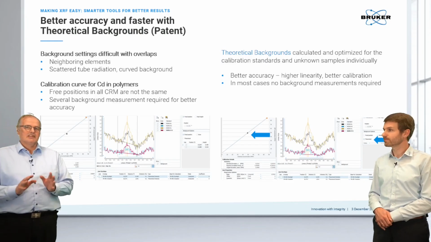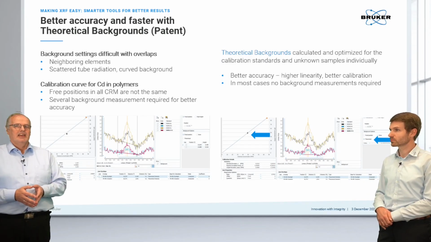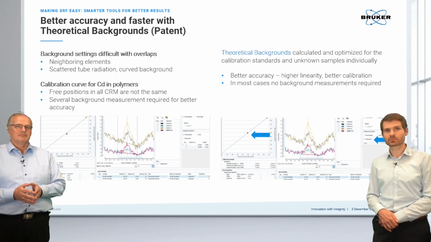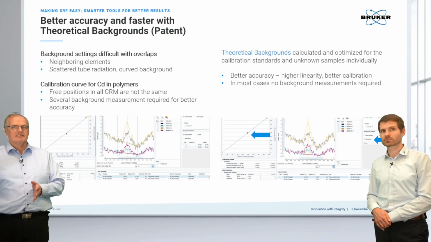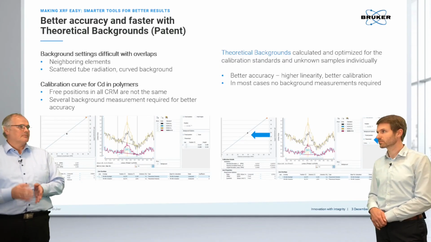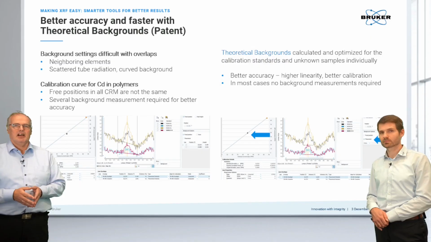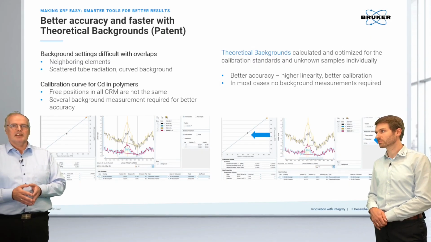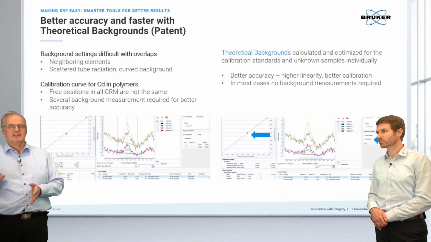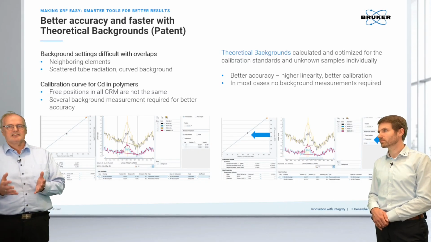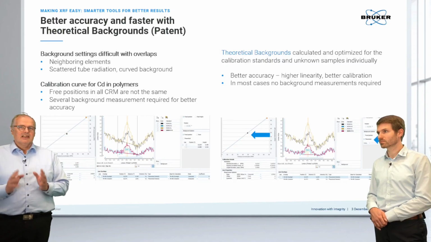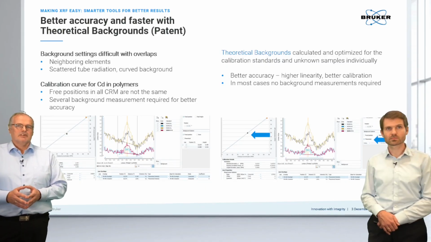So the second thing is what we see in a lot of cases, that the setup of a background position is not easy. Sometimes the background is flat, so we simply need one position. Sometimes it's structured, especially for the high energy range where we have the tube lines, or when we have neighboring strong lines. Then we sometimes need 2 or 3 positions, and these cost a lot of measurement time because the intensity is low. It's a background, right? We thought, hey, let's sit down and see what can be done.